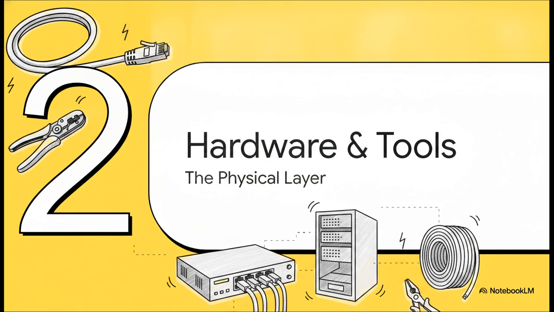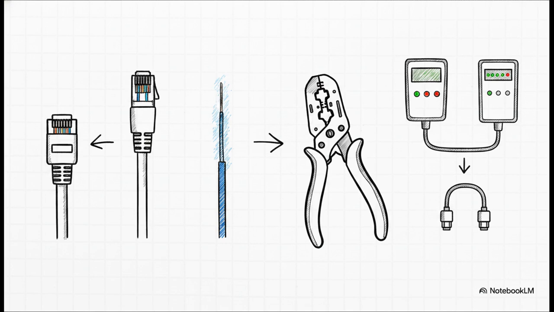Section 2, Hardware, Cables, and Tools. We are starting at the very bottom layer with the physical, tangible foundation of our network architecture. Basically, if you can touch it, plug it in, or crimp it, it lives right here. On the exam, you're going to be heavily tested on physical components. You've really got to know your cables.